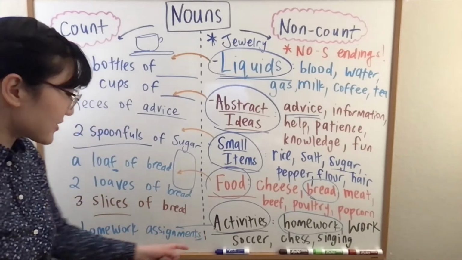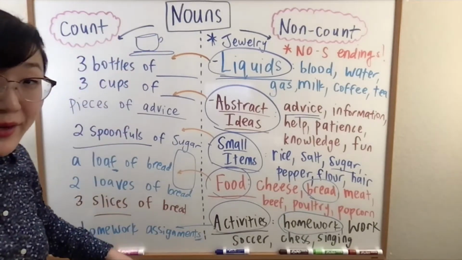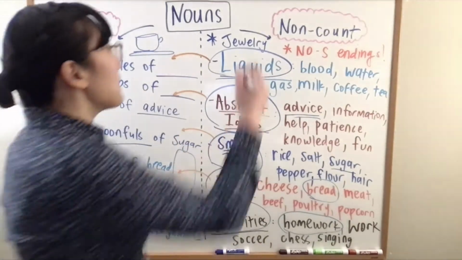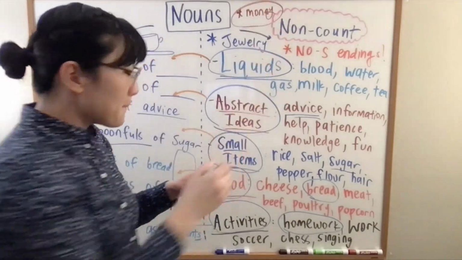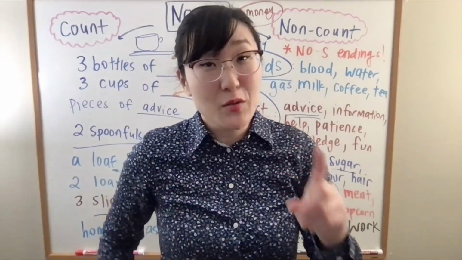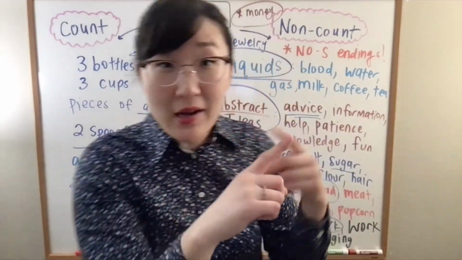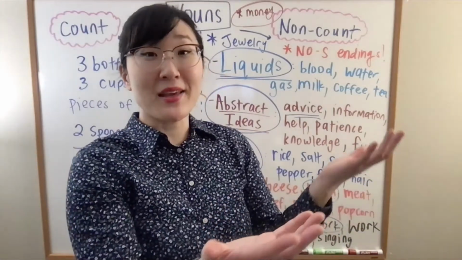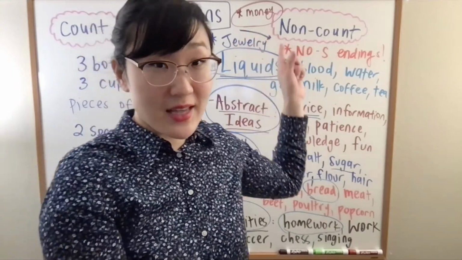Homework assignments. Now that is plural. Now that becomes a countable noun, right? Another idea that we did not talk about here is also money. Money. Well, Caroline, I can count money. No, you can count dollar bills, you can count coins, but you cannot count money. You will never say, oh, I have many monies, right? Non-count noun, so you will not add an S to this ending.